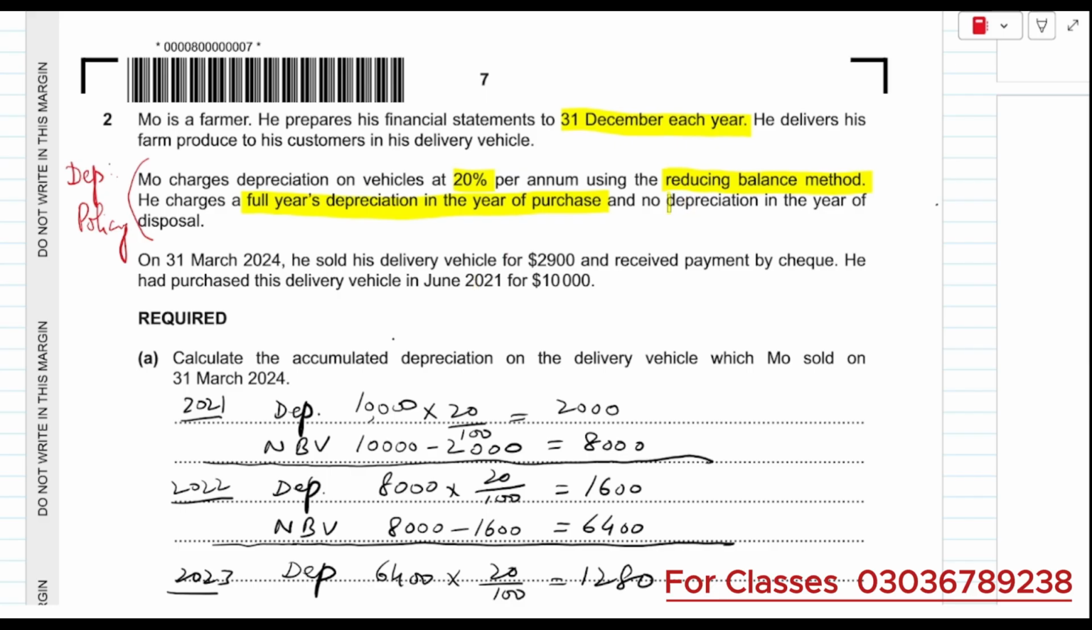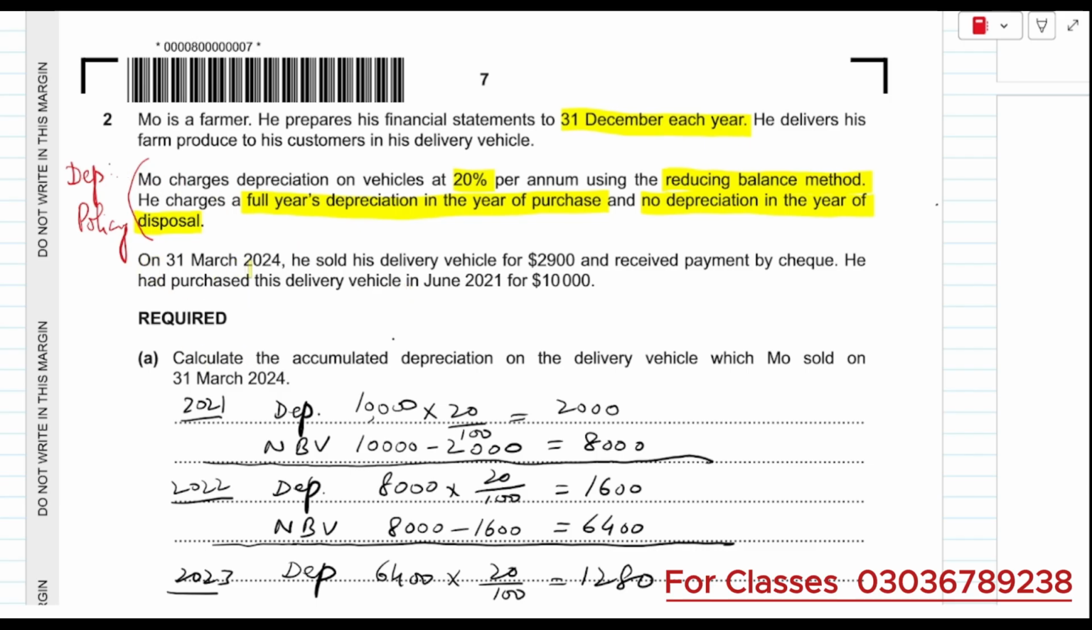And no depreciation in the year of disposal means that if you are selling off your asset in some year, in that year you will not calculate the depreciation. This was about the depreciation policy.